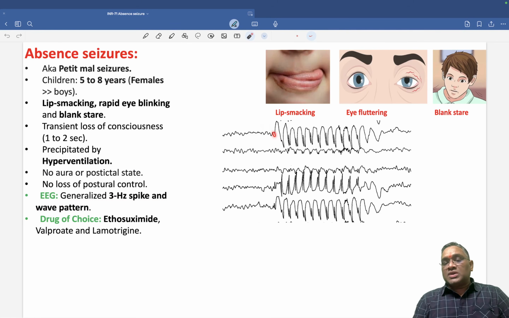So you can see generalized 3 hertz spike and wave, spike, wave, spike, right? So this is a wave, this is a spike. So spike and wave pattern, which will be in the range of 3 hertz. And the drug of choice in this will be ethosuximide. Ethosuximide is only for the absence seizure. We can also use valproate and lamotrigine, but valproate and lamotrigine are broad spectrum anti-epileptics. So keep revising this topic for your exam. Best wishes.